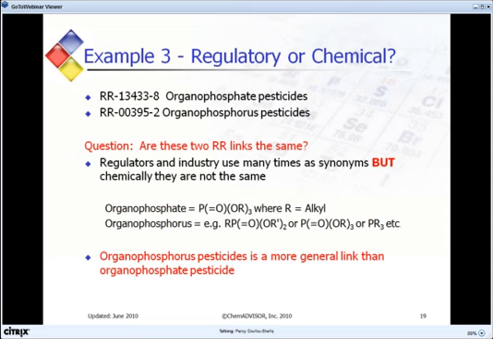Because an organophosphate is basically an ester of phosphoric acid, whereas organophosphorus is a lot more inclusive. It can be any other type of phosphorus or organic phosphorus compound. So you would possibly be excluding any other pesticides, if they exist or if they will be made in the future. Therefore, in that case, you need to go by chemical relation and really separate those two, whereas perhaps the regulators actually meant the same exact thing. So organophosphorus pesticides is a more general link than organophosphate pesticides.